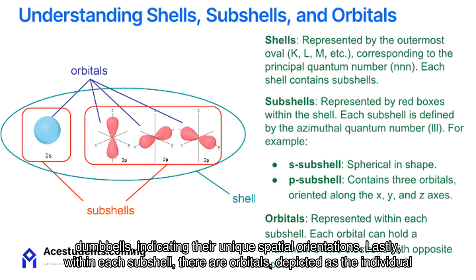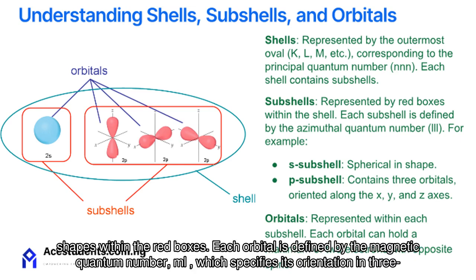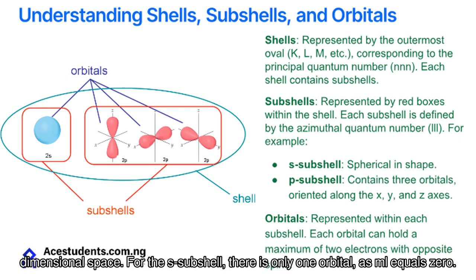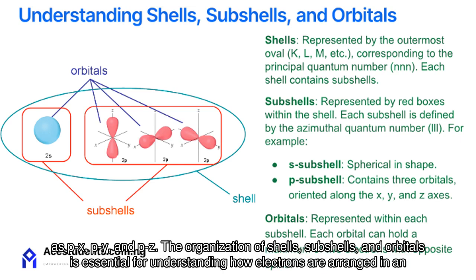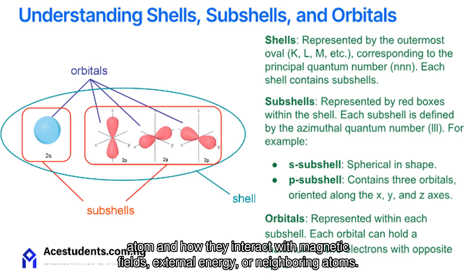Lastly, within each subshell, there are orbitals, depicted as the individual shapes within the red boxes. Each orbital is defined by the magnetic quantum number, ml, which specifies its orientation in three-dimensional space. For the s subshell, there is only one orbital as ml equals 0. For the p subshell, there are 3 orbitals corresponding to ml values of -1, 0, and +1. These orbitals are labeled as px, py, and pz. The organization of shells, subshells, and orbitals is essential for understanding how electrons are arranged in an atom and how they interact with magnetic fields, external energy, or neighboring atoms.